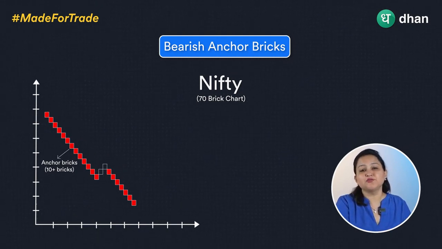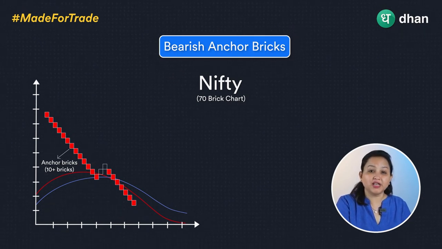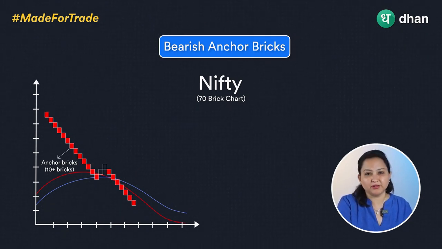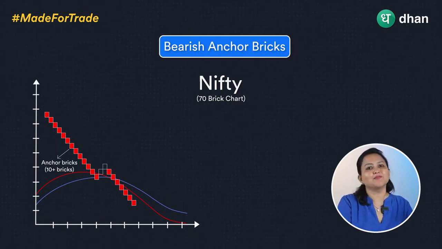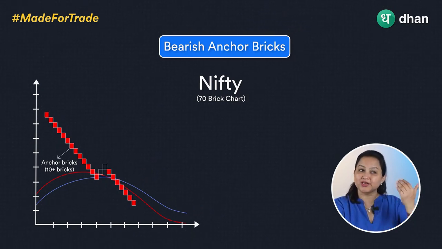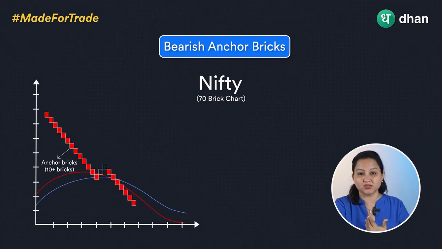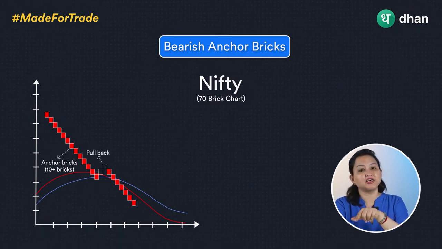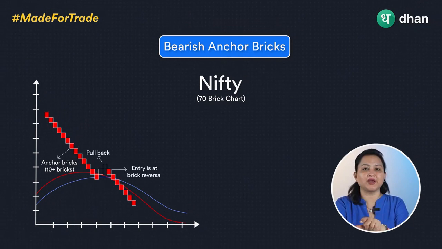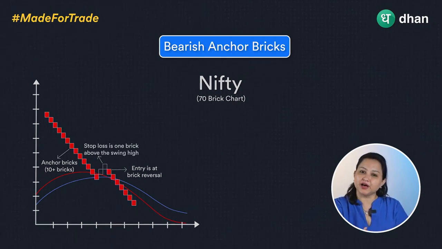I have also used moving averages here to find the trend. So a 40 brick moving average is above the 20 brick moving average, which again confirms that the trend is bearish. Plus the momentum is bearish because the anchor brick is forming in the bearish direction. A big swing is what we can see here, a pullback, and that first reversal bearish brick is where you get your entry. Your stop loss is just 1 brick above the bullish swing, and the trend continues in the downward direction.